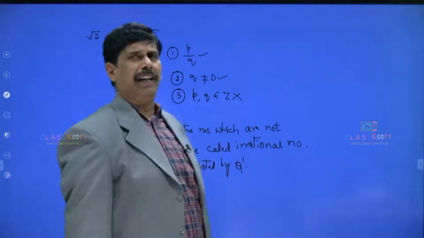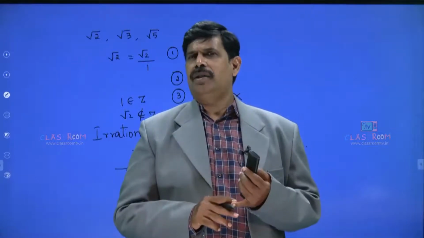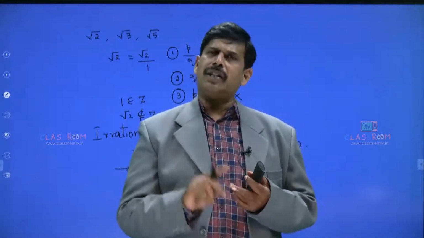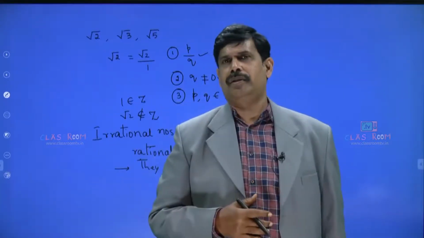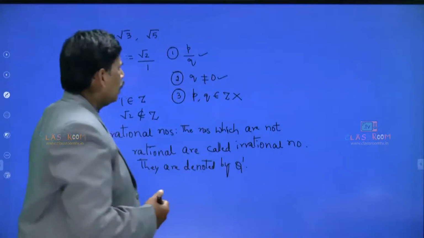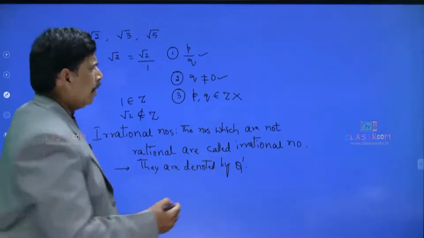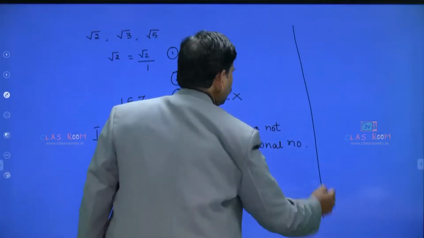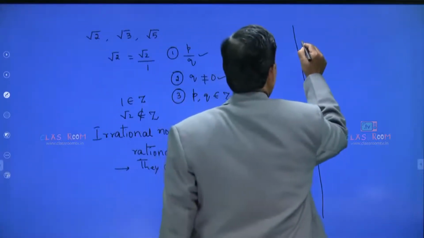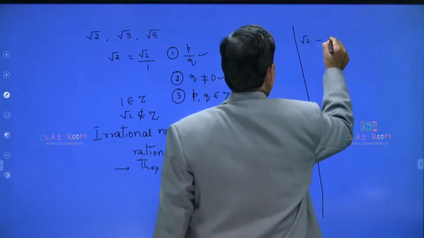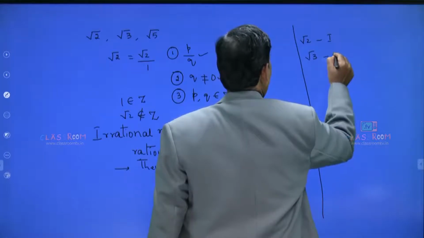These are denoted by the letter Q dash. So we have natural numbers, we have whole numbers, we have integers, we have rational numbers, and we also have irrational numbers. So now, let us come back to irrational numbers again. Let us see now. I am taking root 2. So it is an irrational number. Root 3 I am taking, this is also an irrational number.